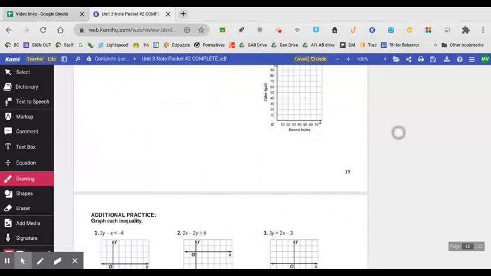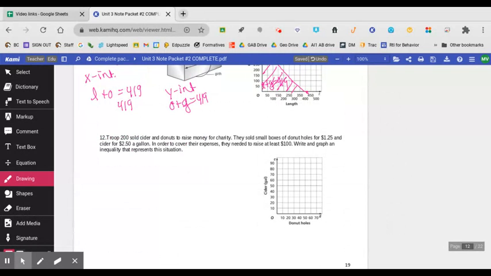So number 12 says Troop 200 sold cider and donuts to raise money for charity. They sold small boxes of donut holes for $1.25 and cider for $2.50 a gallon. In order to cover their expenses, they needed to raise at least $100. So that means they want more than $100. So it's going to be 1.25x, because x is donuts, plus 2.5y is greater than or equal to 100, because they want to raise more than that.